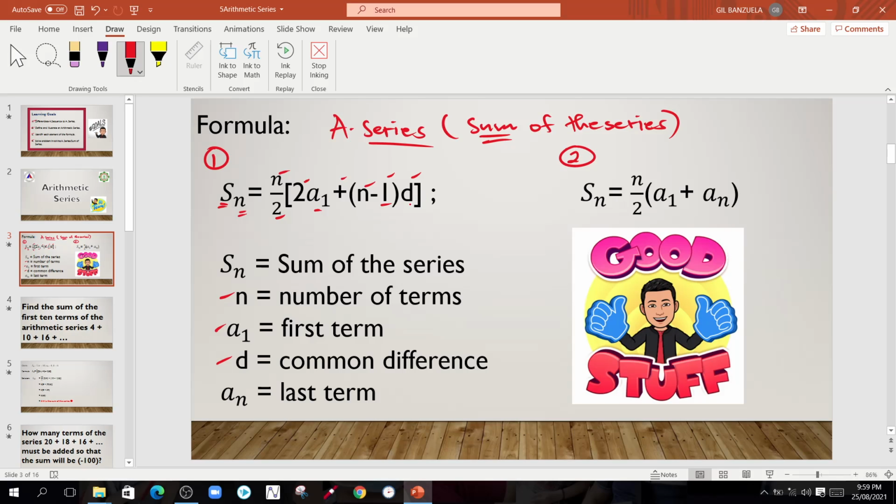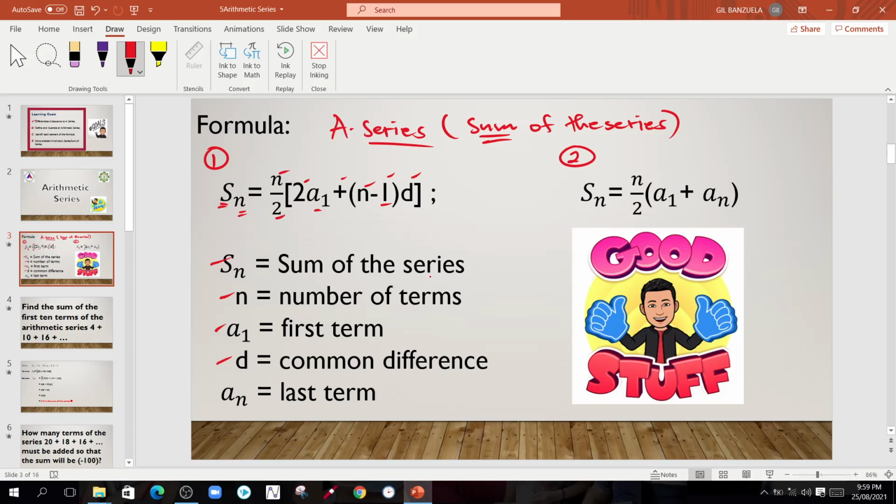It is better, guys, to use it that way. Remember the formula that way rather than just reading it as S sub n equals n over 2 times 2 times a sub 1 plus a quantity of n minus 1 times d. What is the essence of that? It seems to have no meaning. But if we remember the formula as the way we are going to use it, it makes more sense.